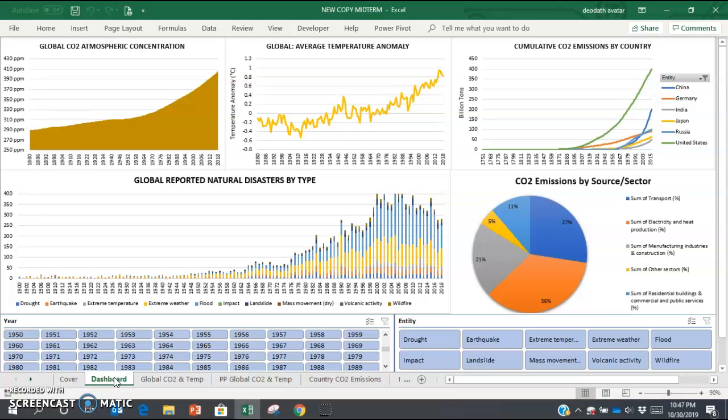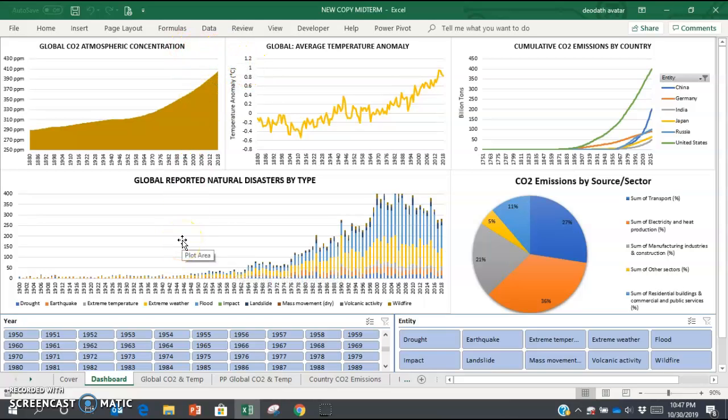I've created 5 charts and 2 slicers. The slicer on the left can be used to manipulate the data in these 4 charts, except the pie chart. And the slicer on the right can be used to manipulate the data in this 4th chart over here. So let's talk about the first chart.